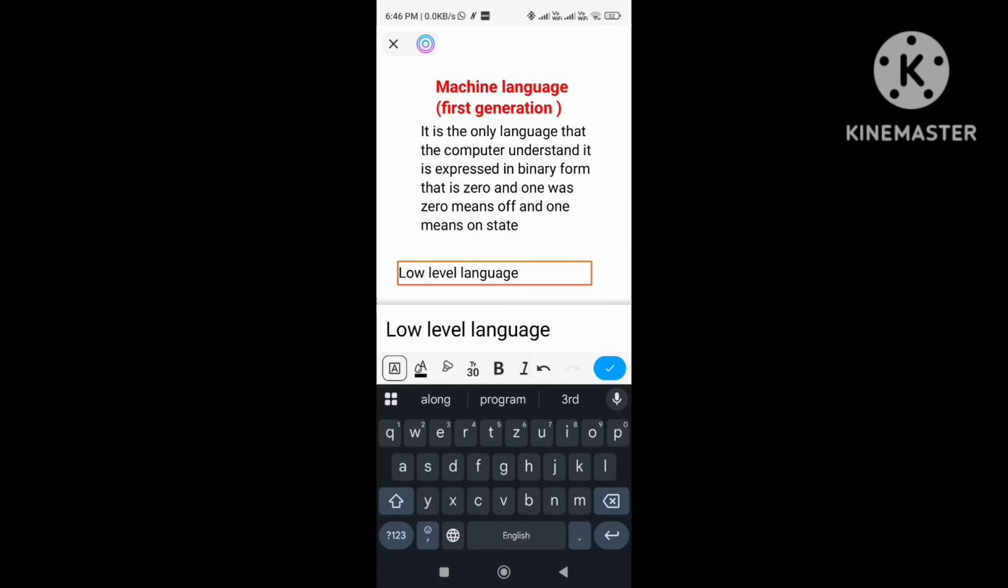Understood? You can remember this by remembering LLL. Okay?